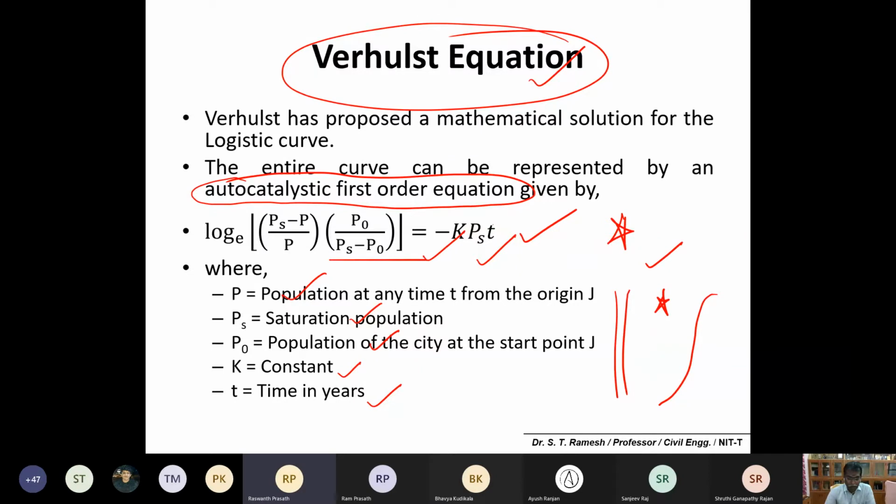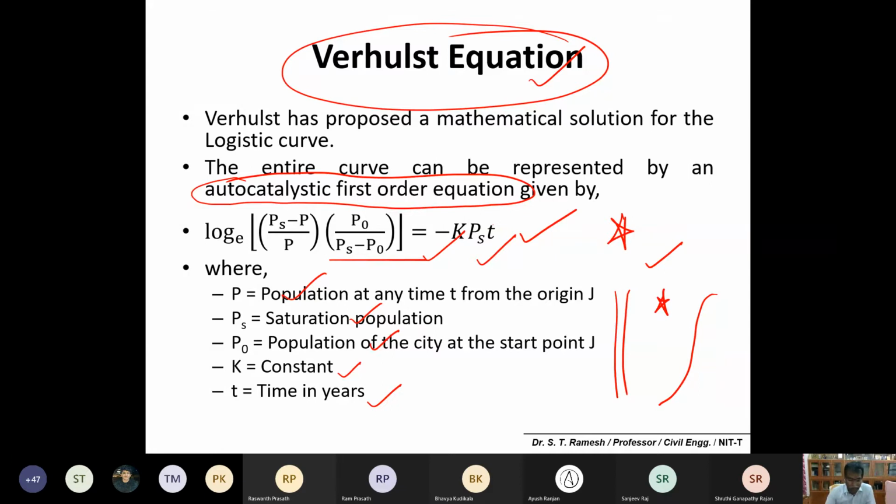Saturation population means, once it reaches a maximum value, it may go into the same trend. Saturation in the sense that there could not be any further increment. You would have seen steady state or saturation concentration in chemistry. Once it reaches a maximum level, there may not be any growth. That population you can take as saturation population. Or you can remember it simply like total number of births is equal to total number of deaths. It will come to a saturation. Anyway, we'll come back later.